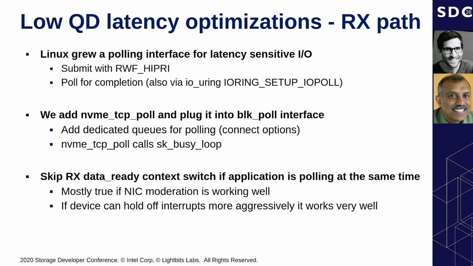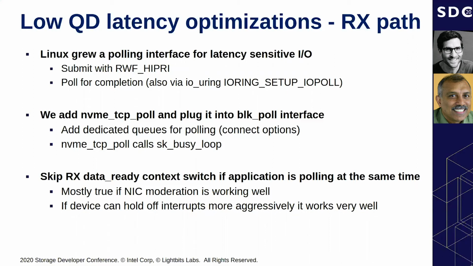which means that we're going to actually poll from the NIC RX ring specifically. So once we do that, we're polling from the user, and it goes down to the driver. That driver will poll that NIC RX ring, and then we get the completion by polling instead of waiting for an interrupt. Now, obviously, that helps with RX moderation. If the NIC can hold off interrupts more aggressively, that works very well.